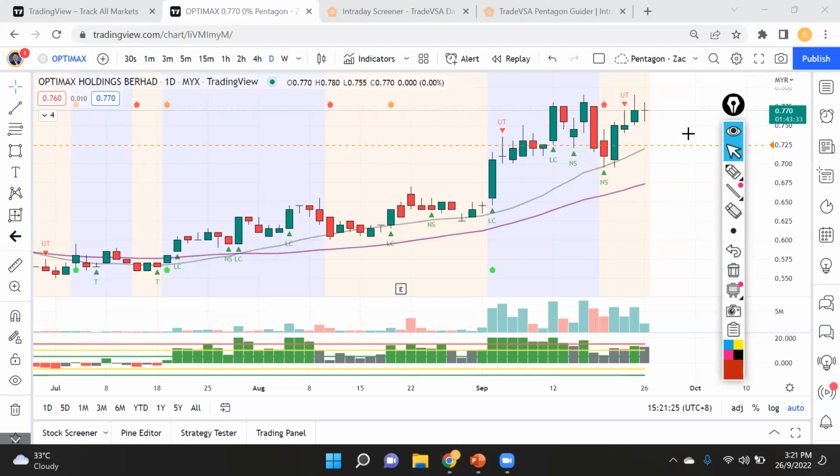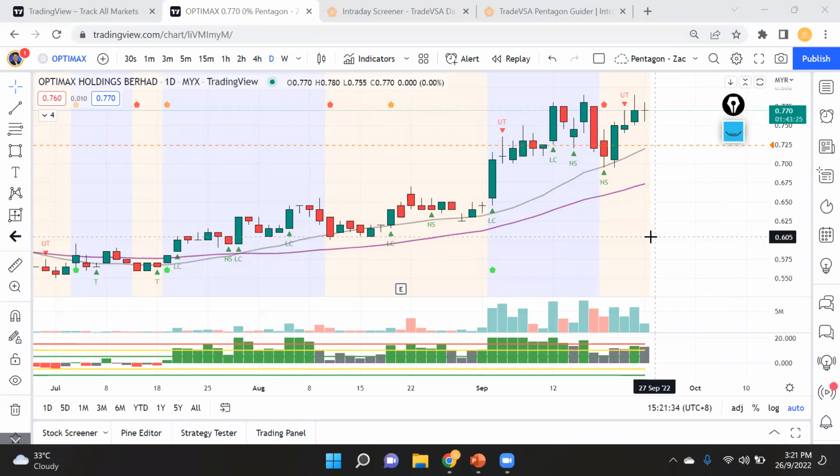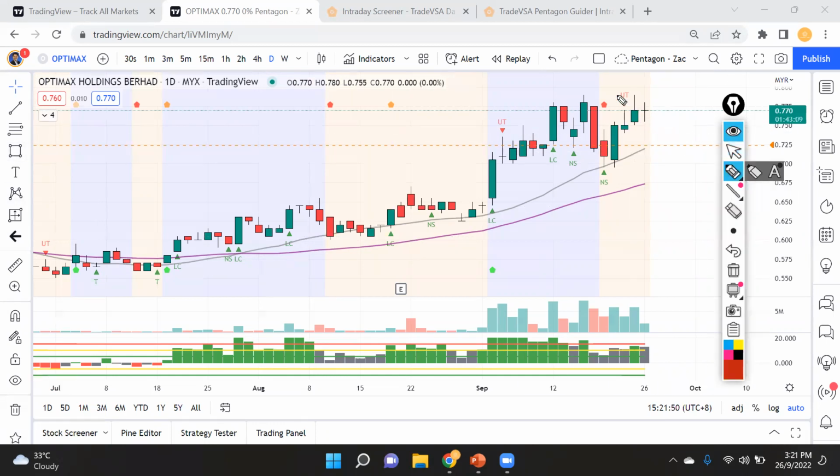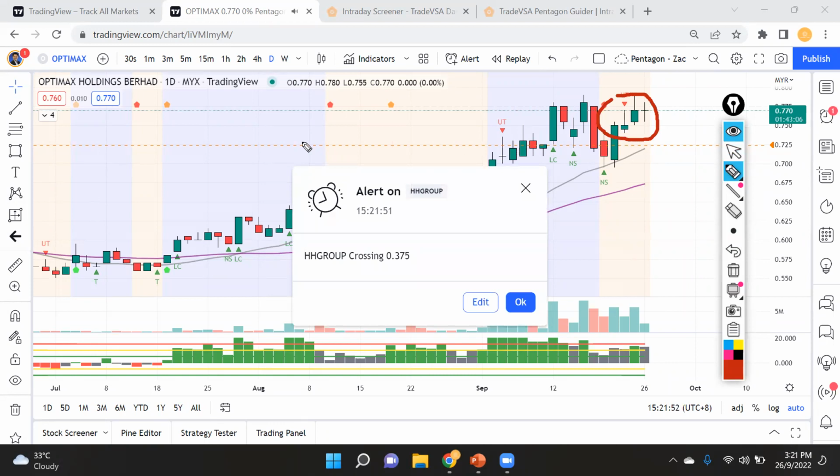Now, any other trades that you probably want to share with me? For Alex, when is the entry? You mean for Optimax? Am I right, Alex? Now for Optimax, I think based on the UT, currently is a good area to enter. Currently it is a good area to enter because why? The price is still holding well above the UT. But if you ask me, I didn't enter.